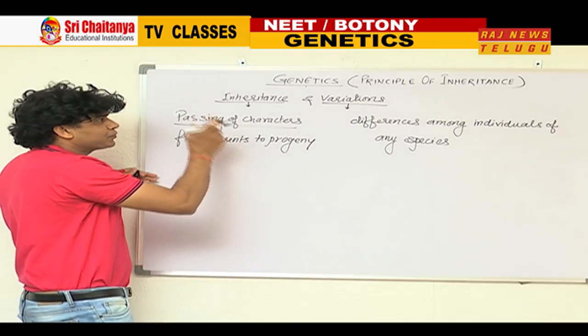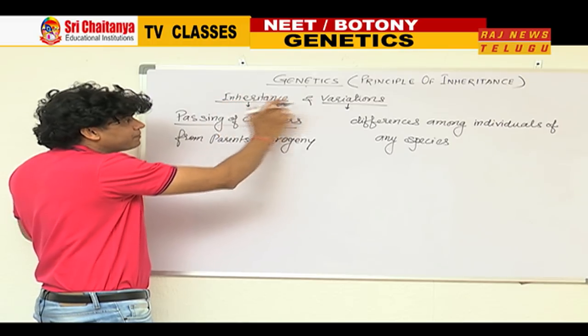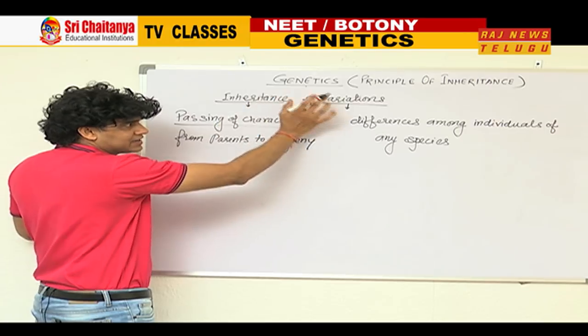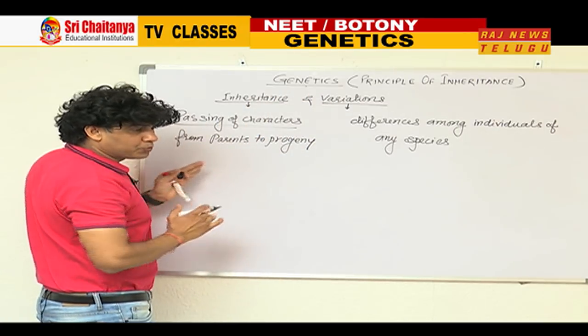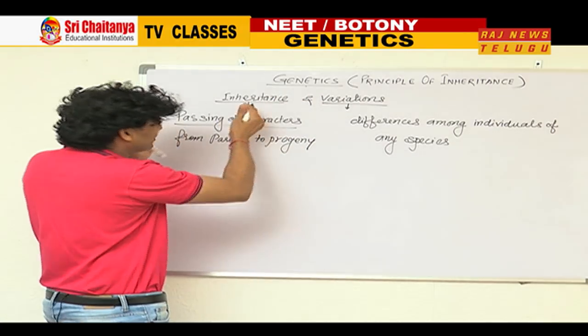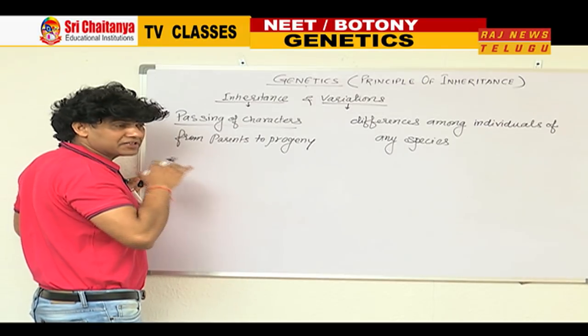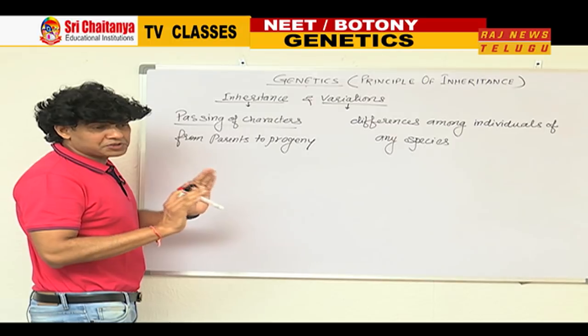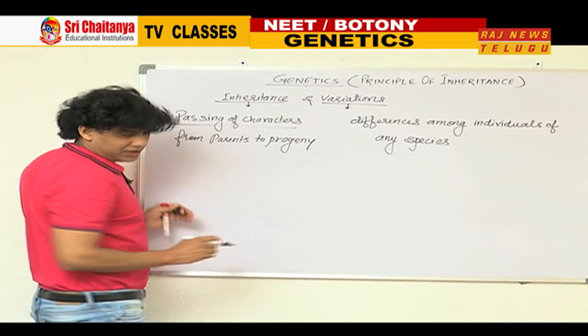So heredity or inheritance is a synonymous word, and variation is the other word. Genetics is the study of inheritance and variation. Ability to produce a human being from a human being goes in the category of inheritance, means passing of the characters, and differences among the individuals of any species or population, that is the variations.